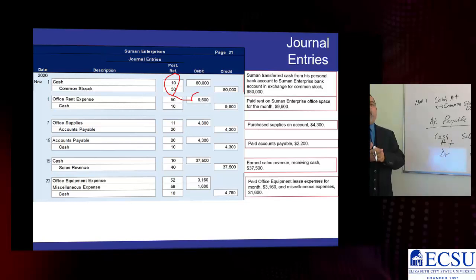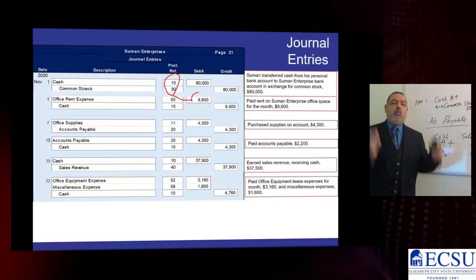Now, one thing you have to remember is that 99% of the time, office expenses will be debited, revenues will be credited. Now, why is that?